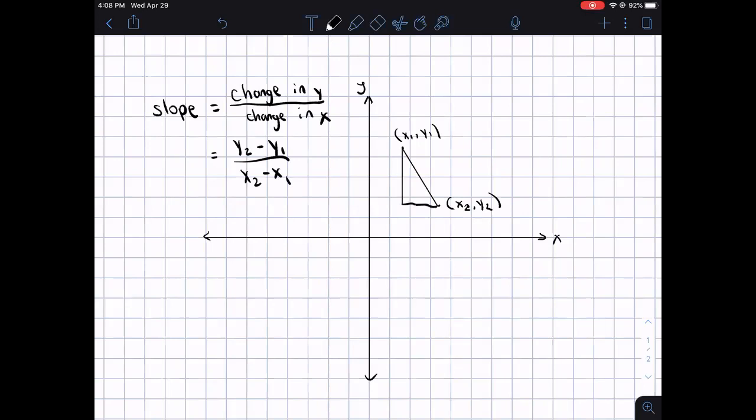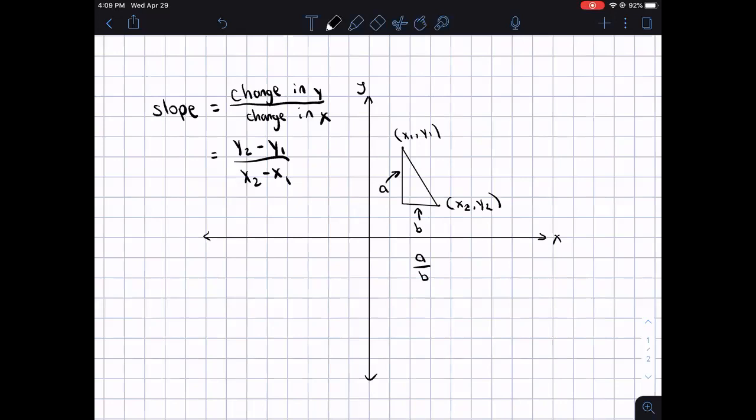If we look at it visually, the slope would be this. Let's label it A, and let's label this B. It would be equal to A over B. So that's what slope is.